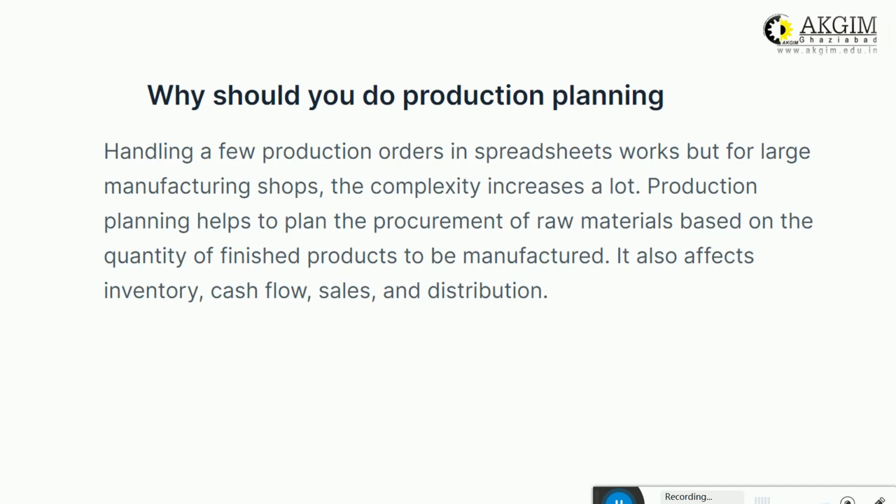So let's talk a little more about why you should do production planning. Handling a few production orders in a spreadsheet works, but if it's a large manufacturing unit, the complexity increases a lot. Production planning helps to plan the procurement of raw material based on the quantity of finished goods to be manufactured, right? It also affects the inventory, your cash flow, your sales, and even your distribution.